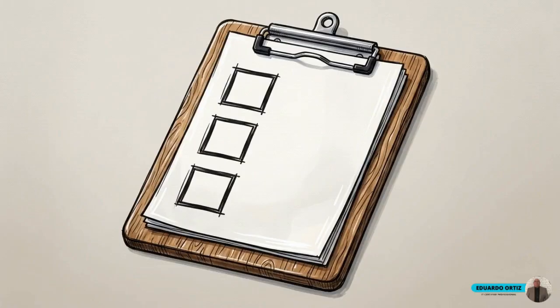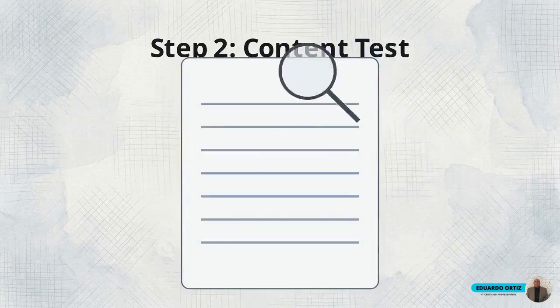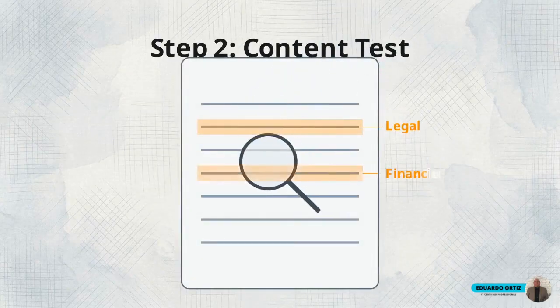To evaluate your documents daily, use the 3-point quick check. Step 1 is the public test. Is it freely available on your public website? Step 2 is the content test. Scan for legal clauses, financials, or names.